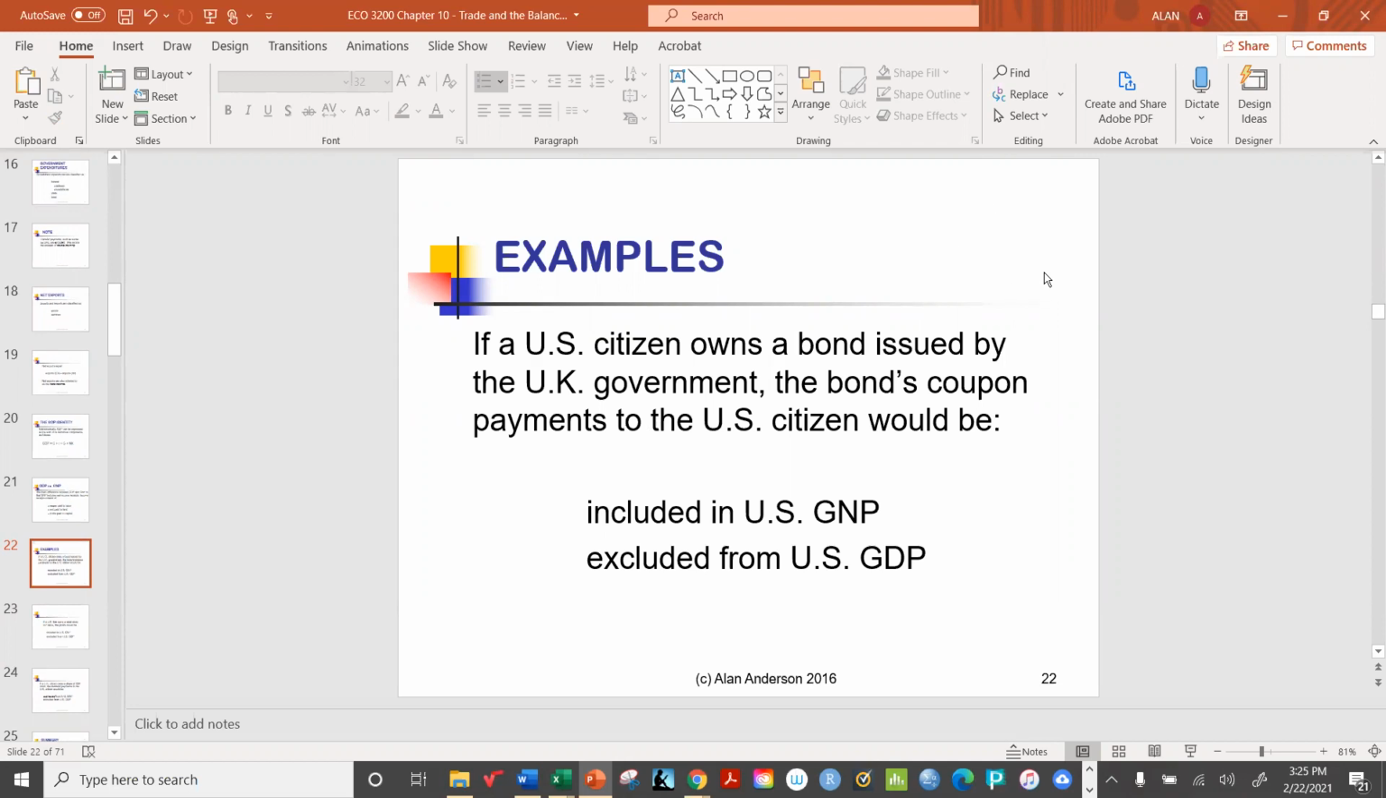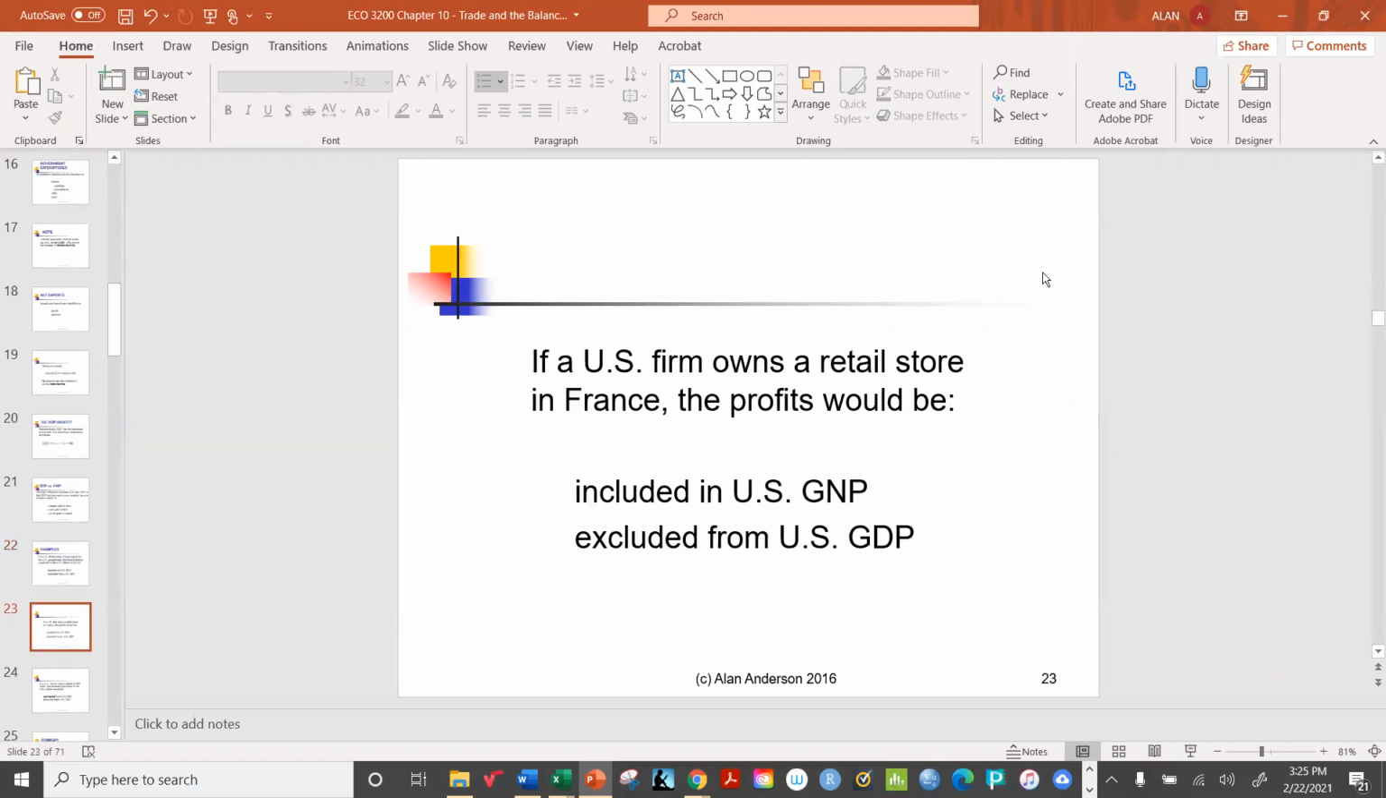All right, what other examples could we have about this? If a U.S. firm owns a retail store, suppose that Starbucks has, it's hard to imagine that they don't, but let's say they have a Starbucks in Paris. The profits from the store would go into our GNP because, again, profits are returns to entrepreneurship and capital owners. But because it's an American company, we put those profits in GNP, but not GDP because they're coming from France.